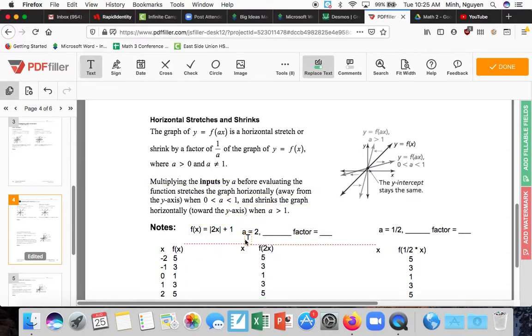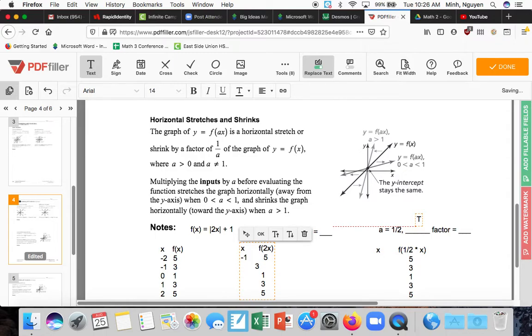So what would I have to multiply by 2 to get -2? Sit here, think about it. It's -1. And what would I multiply by 2 to get negative 1? The answer is negative 0.5. And what would I multiply by 2 to get 0? The answer is 0. And then 0.5, and then 1.